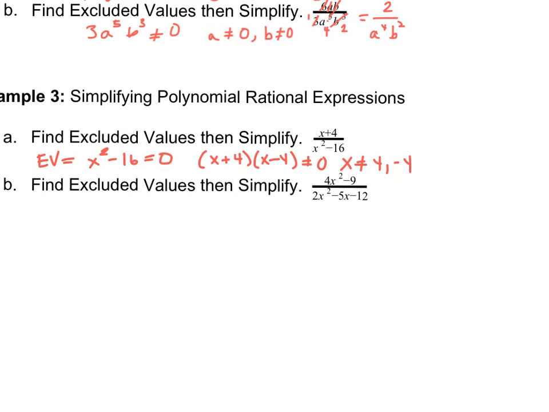The second phase of this problem is to simplify. So we have our x plus 4 in our numerator. And in our denominator, we've already factored. That factors into x plus 4, x minus 4. Then we check to see, are there any common factors? There are. So x plus 4 simplifies with the x plus 4. Those will cancel each other out. And then we're left with 1 over x minus 4.